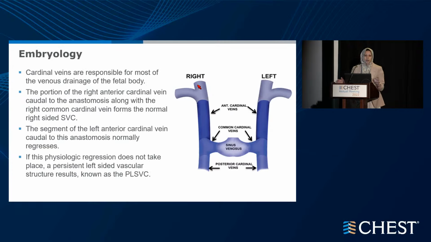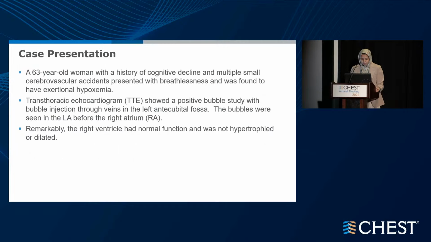If you remember embryology from med school days, you have your anterior and posterior cardinal veins that form the common cardinal vein and drain into the sinus venosus, which is the fetal heart. On the right side, the anterior cardinal vein and the common cardinal vein form the SVC, but on the left side, it usually regresses. If the regression does not occur, then there is a persistent left-sided vascular structure called the persistent left SVC. So our case is a 63-year-old woman.